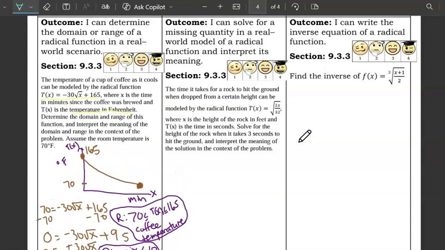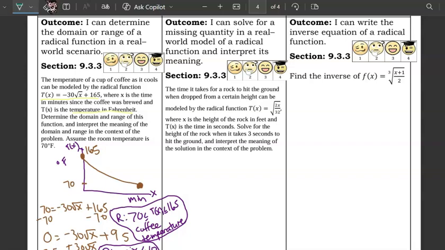Outcome: I could solve for a missing quantity in a real-world model of a radical function and interpret its meaning. The time it takes for a rock to hit the ground when dropped from a certain height can be modeled by the radical function t(x) = √(2x/32), where x is the height of the rock in feet and t(x) is the time in seconds. Solve for the height of the rock when it takes 3 seconds to hit the ground, and interpret the meaning of the solution in the context of the problem.